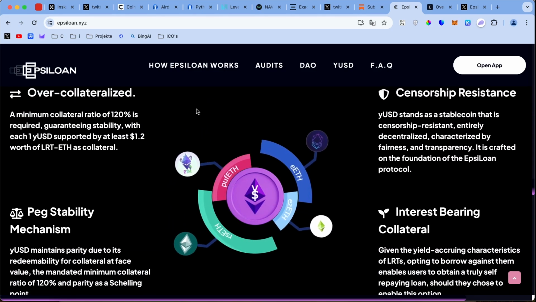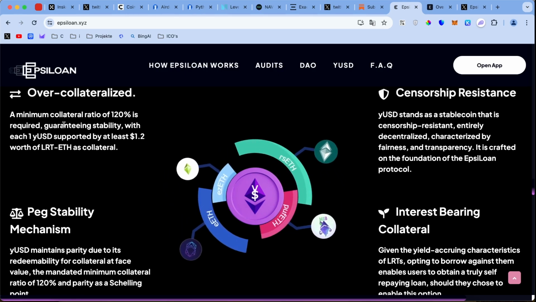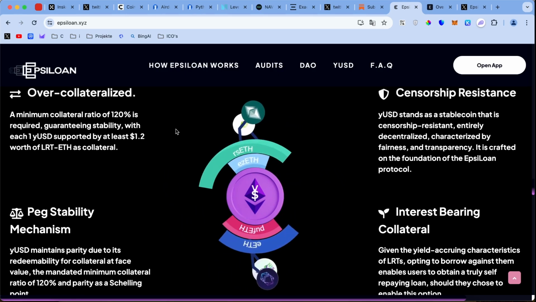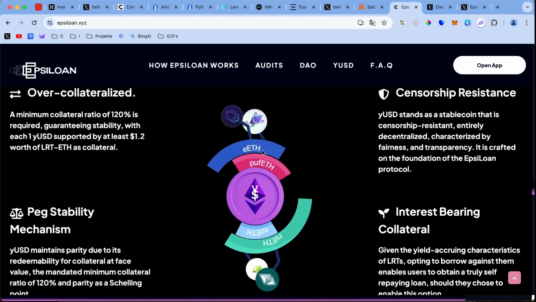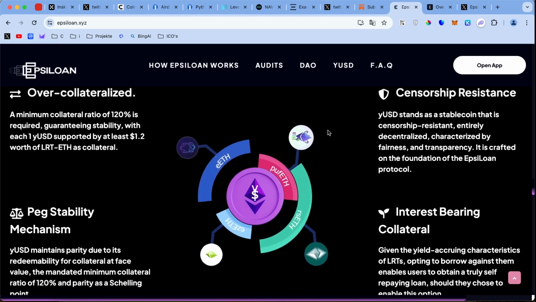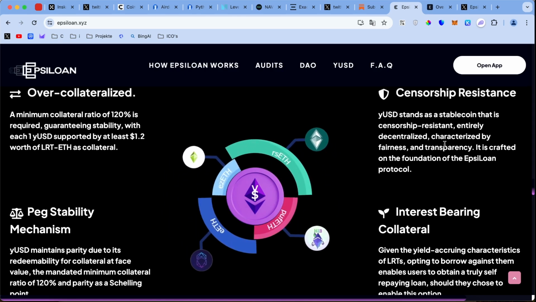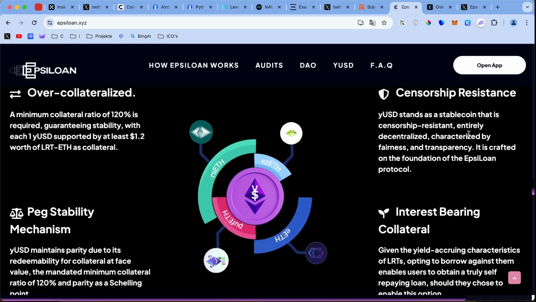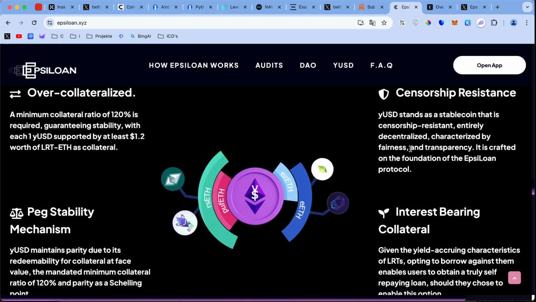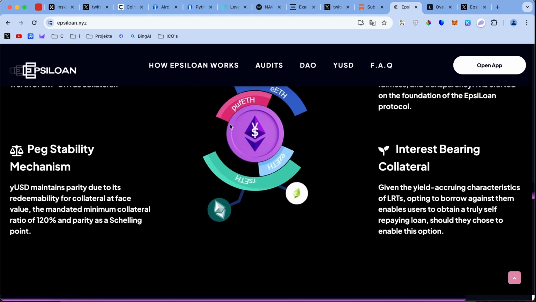It's over-collateralized, which means that a minimum collateral ratio of 120% is required because they want to guarantee stability. So each YUSD is supported by at least $1.2 worth of LRT ETH as collateral. Also, it's censorship resistant. YUSD stands as a stablecoin which is entirely decentralized, characterized by fairness and transparency, and it's crafted on the foundation of the Epsilon protocol.